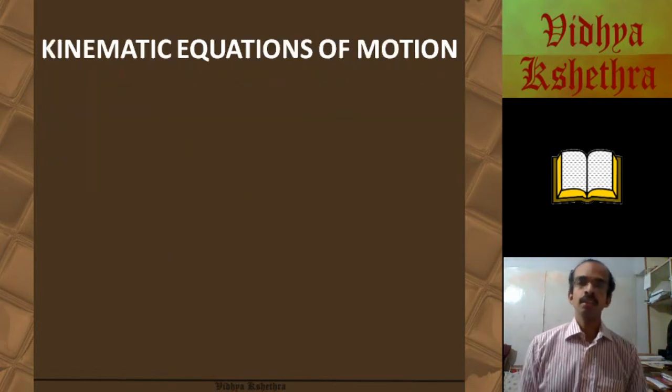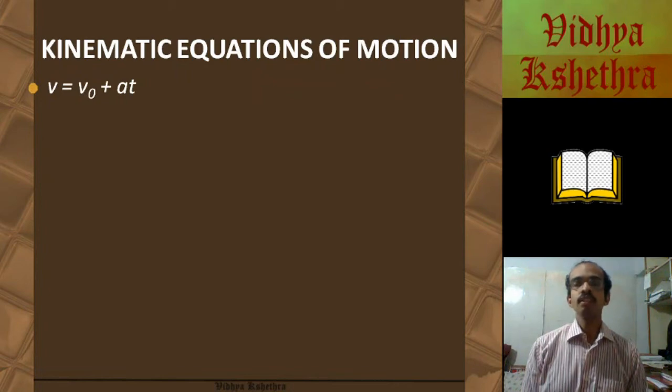Now, kinematic equations of motion. There are basically three important equations of motion for uniform acceleration. These are v is equal to v0 plus at, where v is the final velocity, v0 is the initial velocity, a is the acceleration, and t is the time period.